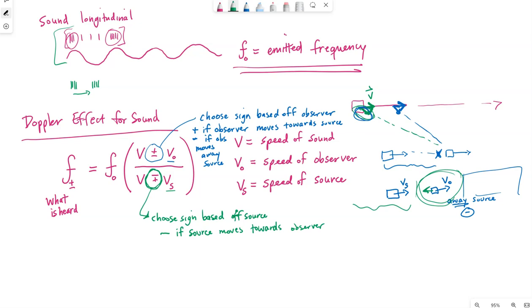In the numerator, we use positive if the observer moves towards the source. In the denominator, we choose the top of the two signs. In this case, it's negative if the source moves towards the observer, and positive if the source moves away from the observer.